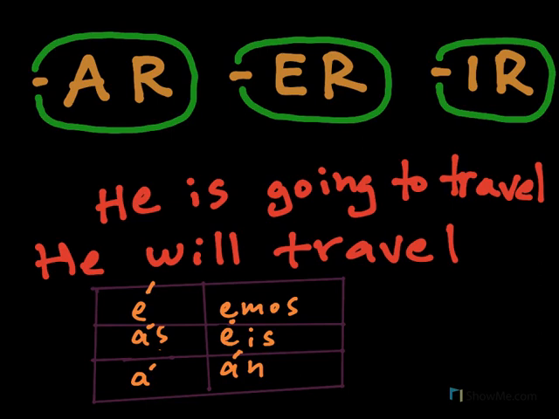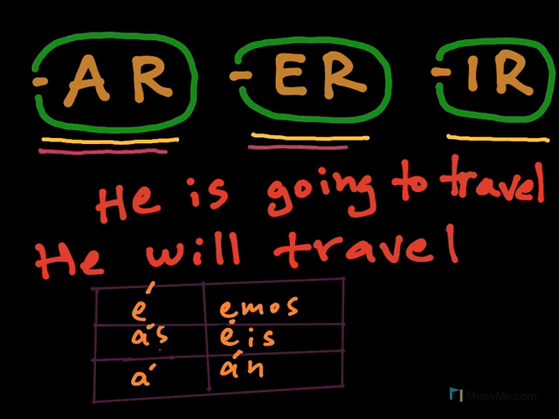All right, so in Spanish, there are three kinds of verbs. The verbs that end on AR, the verbs that end on ER, and the verbs that end on IR. So the good news is that for the future, all of them will be the same. They are going to use exactly the same conjugation for AR, ER, and IR. And that is not all.